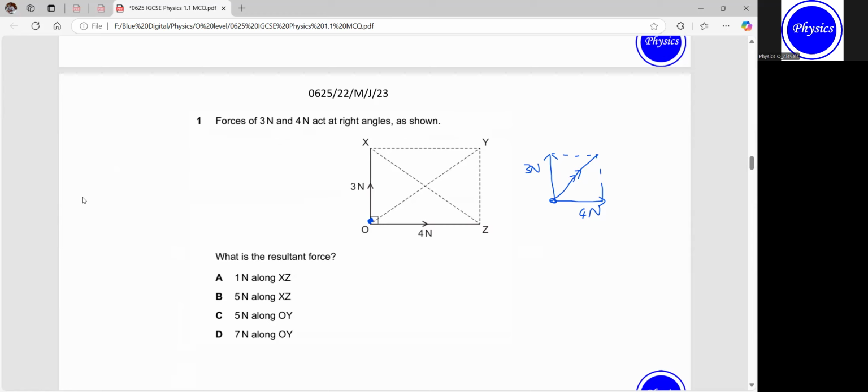Diagonally, it should go along O and 1. So it's 5 newton. Why 5 newton? You can apply the Pythagoras theorem. 3 squared plus 4 squared is 9 plus 16, which is 25. So you will get 5 newton along OY.